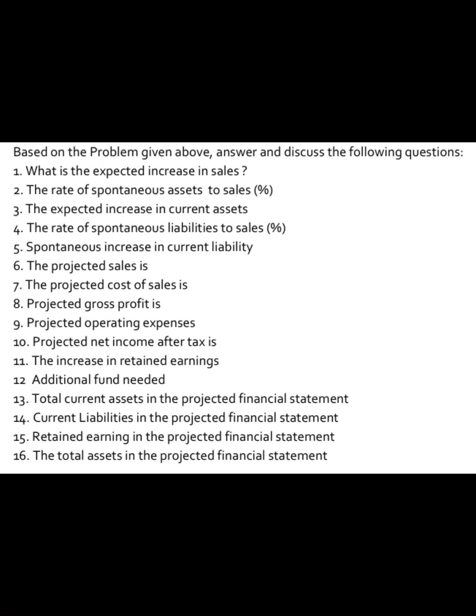724,500. For number 11, what is the increase in retained earnings? Multiply the projected income after tax, 724,500, by 40%, which is the expected retained earnings next year, and the answer is 289,800. For number 12, what is the additional fund needed? We just need to subtract from the increase in current assets, 765,000, the spontaneous increase in current liabilities, 318,750, and the increase in retained earnings, which is 289,800, and the answer is 156,450.